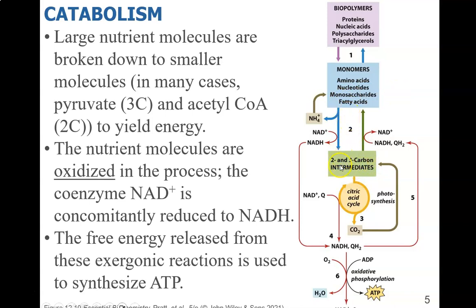These nutrient molecules are oxidized when they go from their monomeric units to the 2 or 3 carbon intermediates. They can be further oxidized in the citric acid cycle, which completely oxidizes those carbons to carbon dioxide, and in so doing, donates protons and electrons to NAD+ and Q. These are coenzymes, forming the reduced NADH and QH2. They then donate the protons and electrons to oxygen to form water. This is a highly exergonic process, down here at the bottom, and some of the energy is captured to phosphorylate ADP to make ATP in a process called oxidative phosphorylation. I'll be referring to this pathway as well.